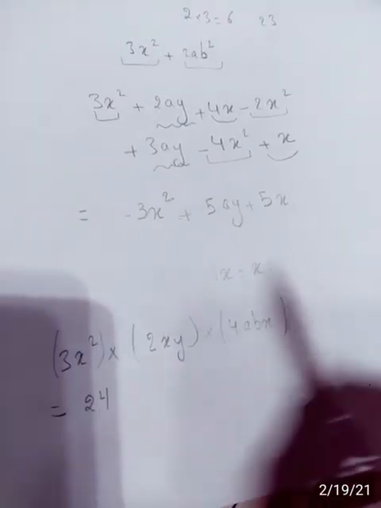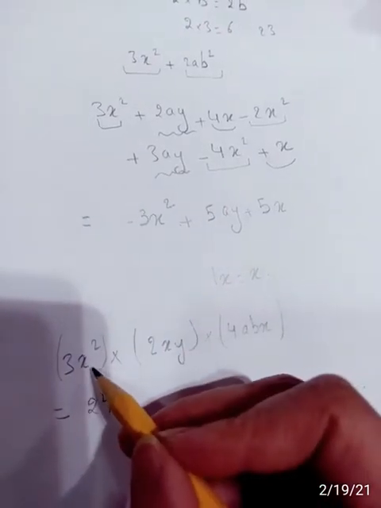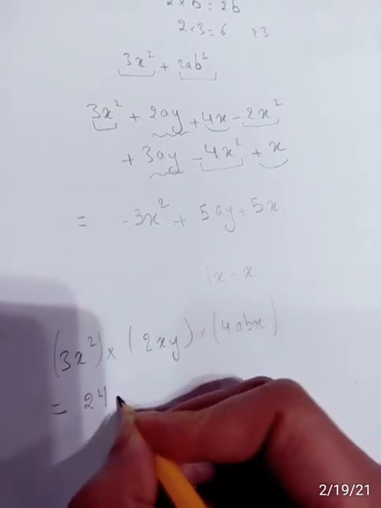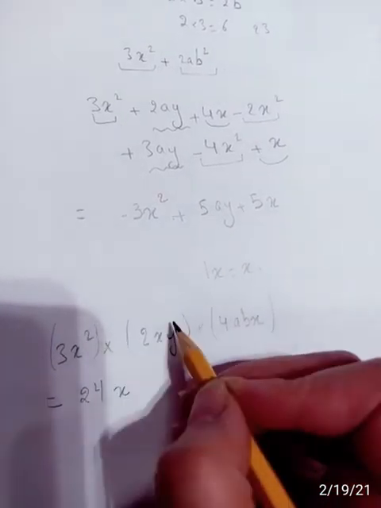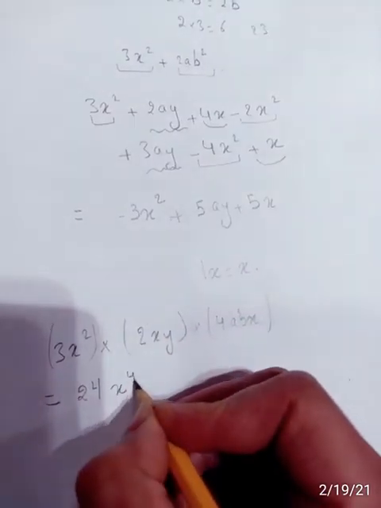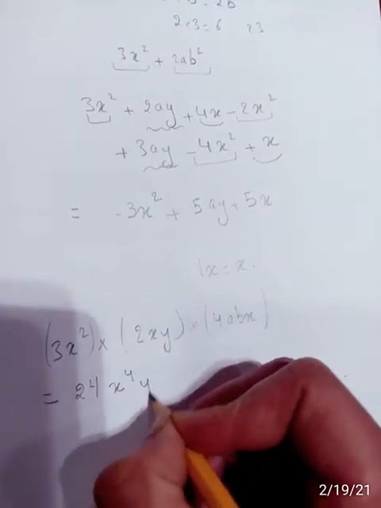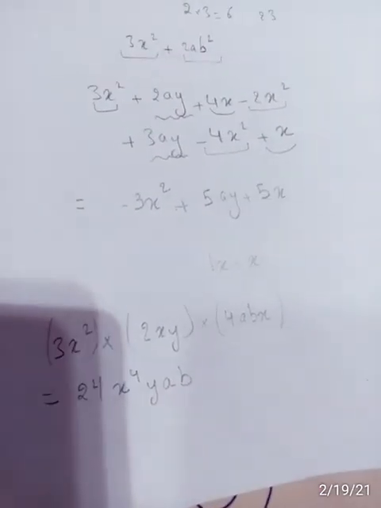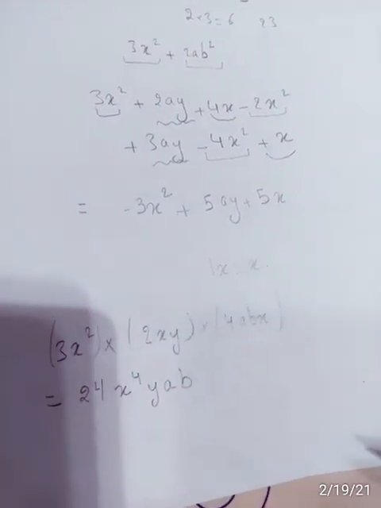Now, the letters. Of course I start with the same letters with each other. X squared times x times x. We have the same base. I put the base and I add the exponents: 2 plus 1 is 3, and 1 is 4. y there's nothing else, a there's nothing else, b there's nothing else. So this is the product of these three terms.